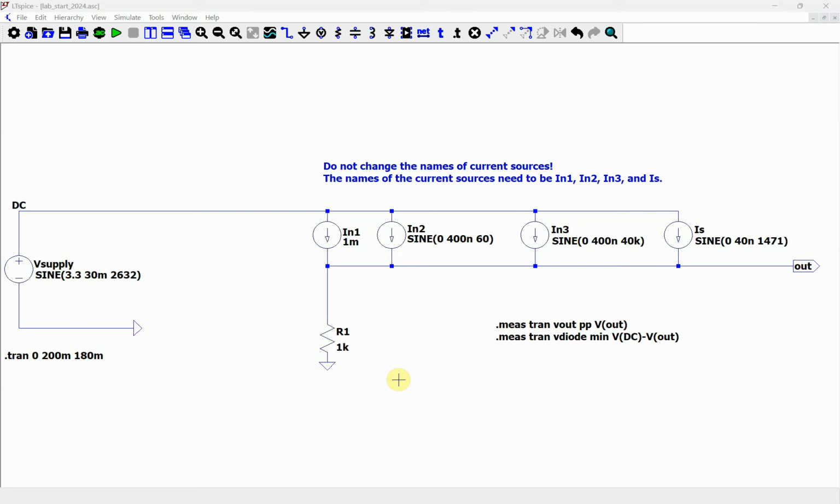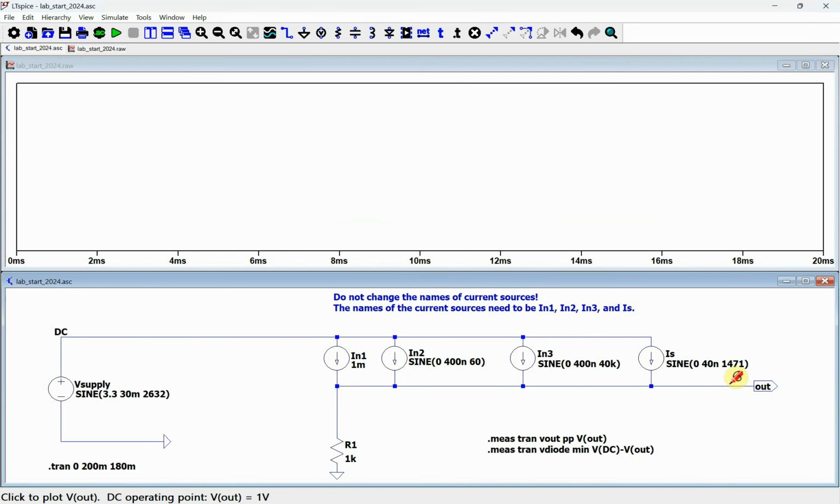This video talks about the first milestone and these noise sources. So you can see here that we have these three noise sources that model the fluorescent light. This is the DC level, this is a low frequency noise, this is a high frequency noise, and then this is our signal. Right now I'm just running it through a resistor.